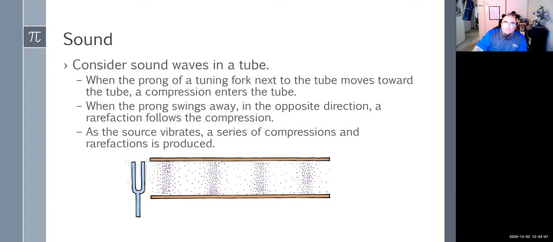So if we put the waves in a tube, right? If we put this right next to a tube and we're able to look at the actual sound in the tube, when the prong swings away from the tube, it's creating an area of low pressure. That's going to be the rarefaction. As it swings out towards the tube, it's going to create an area of pressure called a compression.